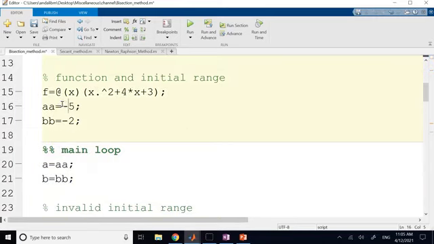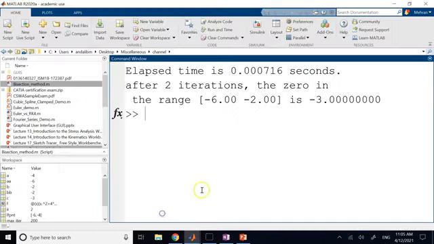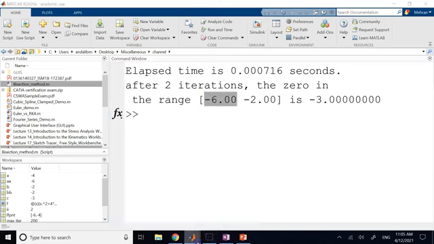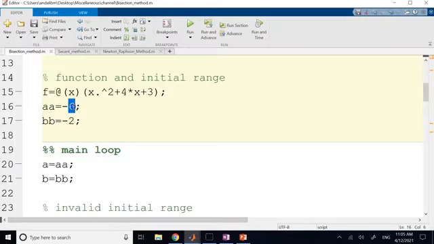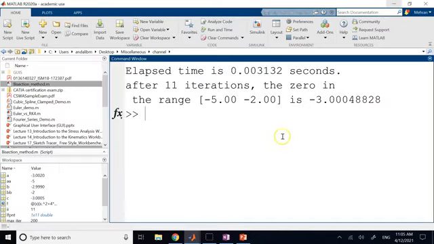So here I make this -5 to -2, which includes -3, or let's make it -6. So it takes a little bit more time, but should be very fast. And look, the root it is now converging to is perfectly -3. Okay, now here -6 is a good number, makes life easier. But anyways, you clearly see that it can converge.